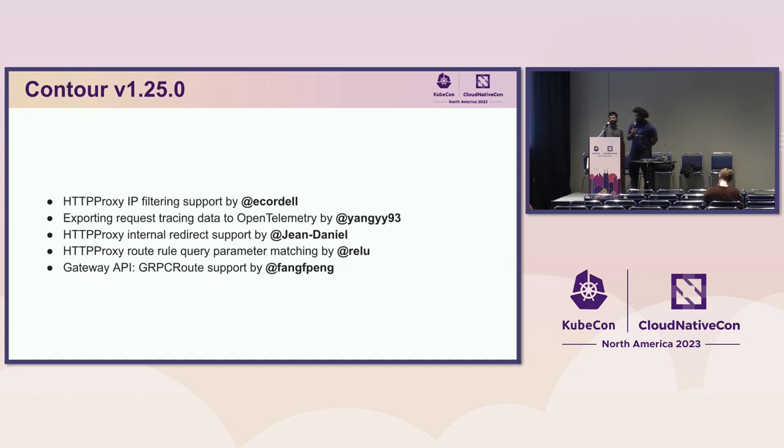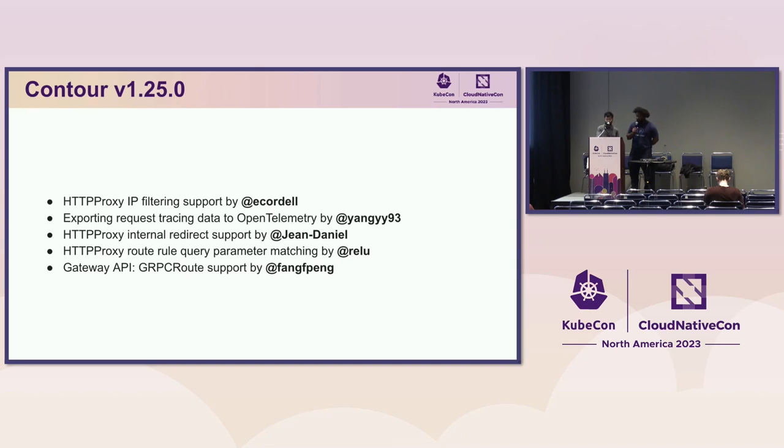The OpenTelemetry request was made pretty early, and then was implemented by a community member, along with other features for HTTP proxy, Gateway API, and gRPC route support. So thank you to our contributors. And this was in V1.25, which we talked about back in KubeCon in Amsterdam in April.